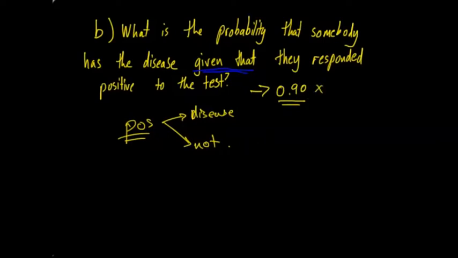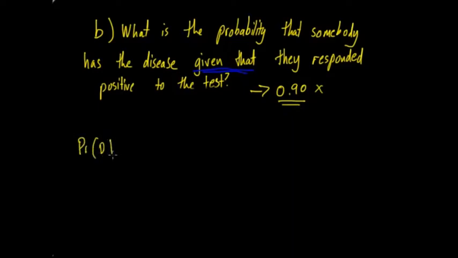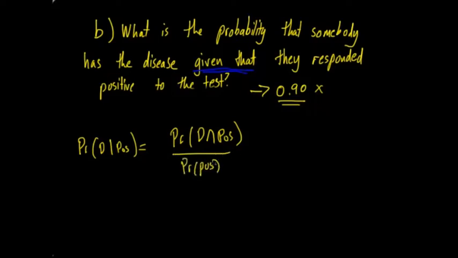So we'll write down the conditional probability formula. We want the probability of someone having the disease, given that they responded positive. So that's the probability of someone having the disease intersection positive. Remember, intersection is another way of saying both, over the probability of someone being positive. So if you think about intersection as both, that's the disease and positive.